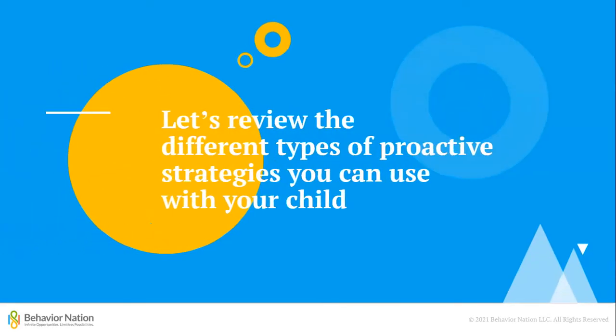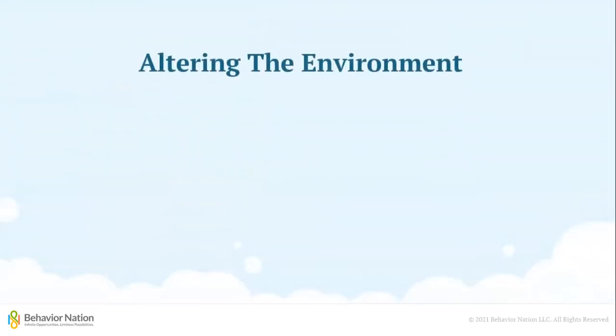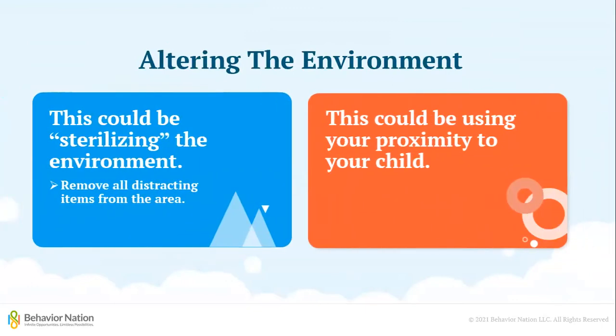Next, we will review the different types of proactive strategies that you can use. First, you can alter the environment. What this means is that you are sterilizing the environment. Essentially, you will be moving distracting items away from your child to set them up for success. For example, if you're working with your child on a homework assignment, before sitting them down at the table, ensure that all toys or unnecessary items are removed.